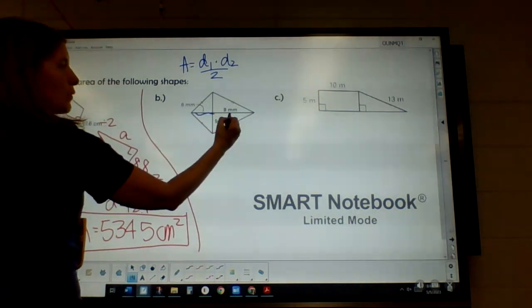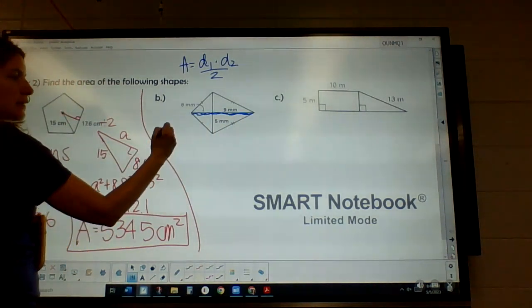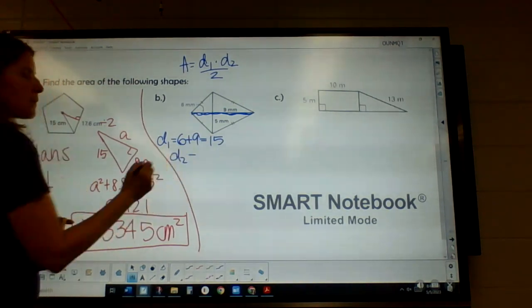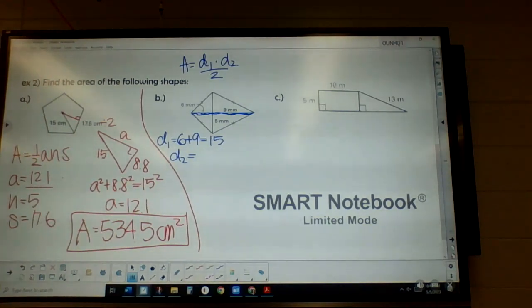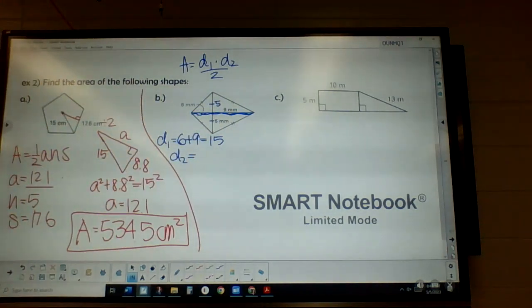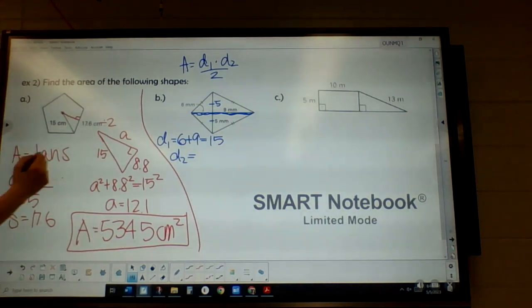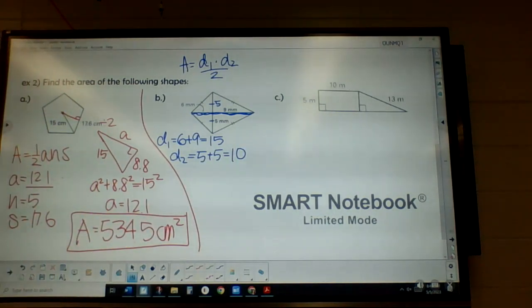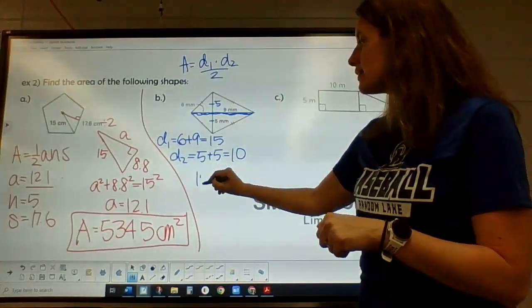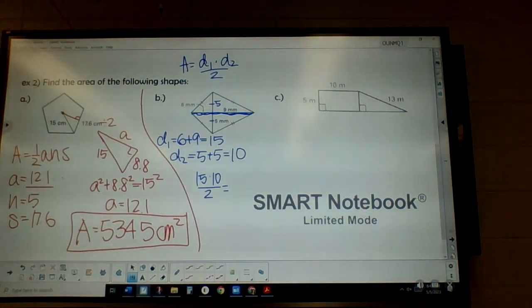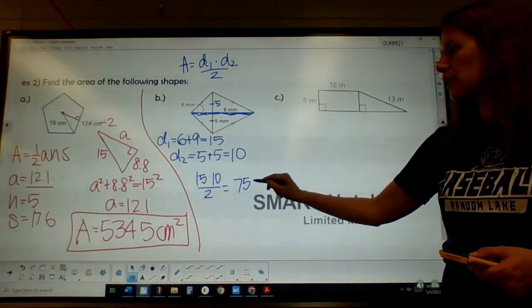Now one of the diagonals I can tell what it is. It's 9 and 6 together, so it's 15. What's the other one going to be? 10. It's going to be 10, because in a kite there's one set of bisected diagonals, so that's also 5. So 5 and 5 is going to be 10 here. So that other diagonal is going to be 10. So when I go to find this area, I'm taking these two diagonals, multiplying them together, and dividing by 2. So we get 75 square millimeters.